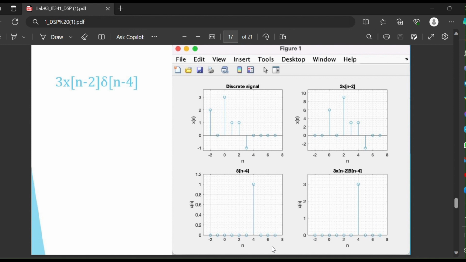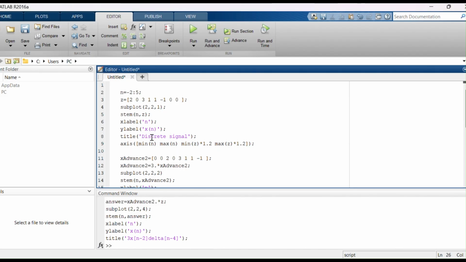So now let's start. I wrote all of them so that we do not take time. I started from -2 to 5, okay? I wrote the signal which was given in the question, which is 2, 0, 3, 1, 1, -1. I just added 2 more zeros because I wanted 8 points, okay? And I subplot 2 rows, 2 columns. This is the first index. Stem, n, and z, the x and the y. X label, y label, and the title.